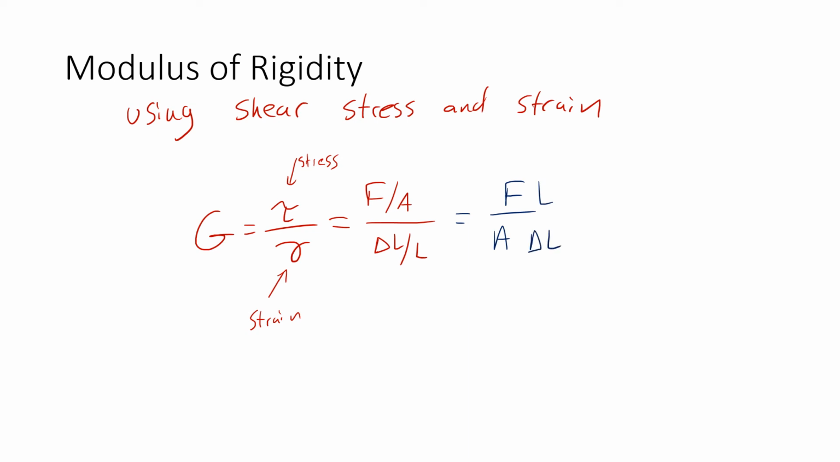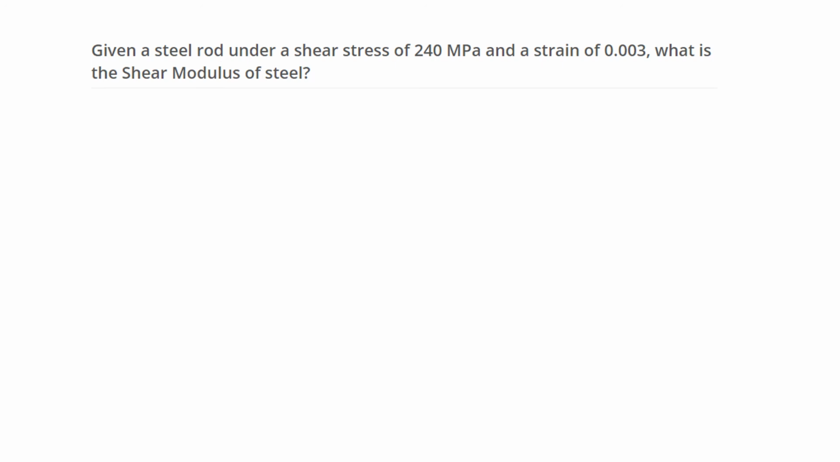And it's basically the same exact formula we saw a little while ago. It's going to work the same way. It's just measuring shear forces instead of linear forces. Let's do a practice. So for this one, we have a steel rod under a shear stress of that and a strain of this amount here. What is the shear modulus of steel?